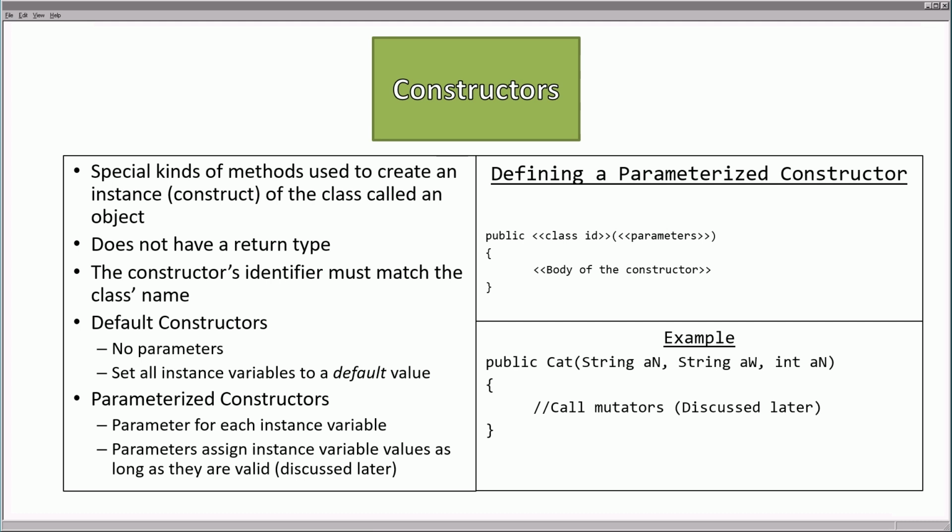The other version is called a parameterized constructor, and the difference with this one is it does contain parameters. The rule of thumb is you create a parameter for each one of the instance variables. So as we have a name, a weight, and a number of legs, we need each one of those properties to be passed into this constructor so we can both create an instance of this object and also set that information correctly. Now in this version of a constructor, we call them mutators, and we'll discuss what those are later. So for right now, let's create some constructors.